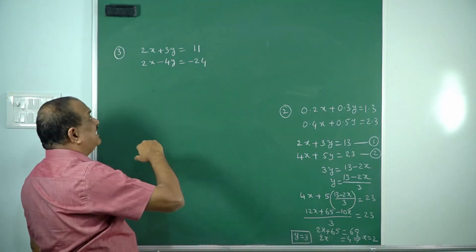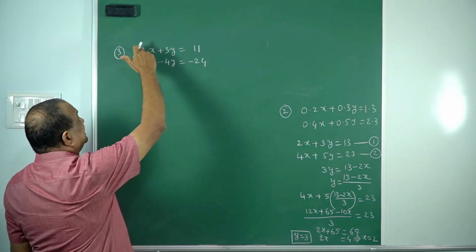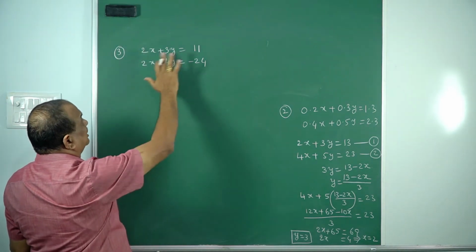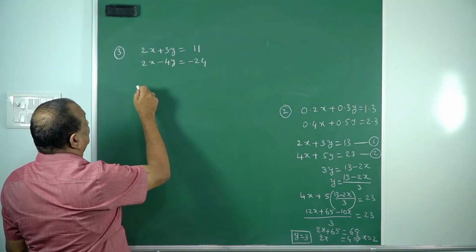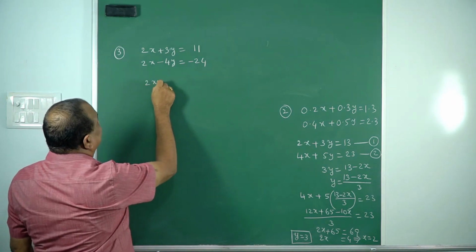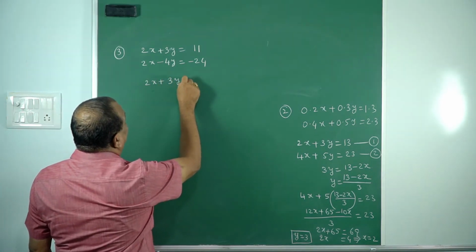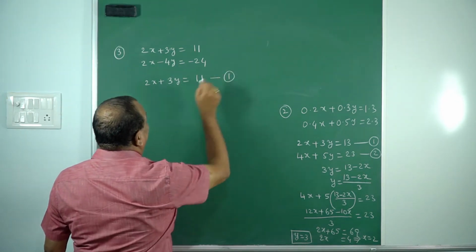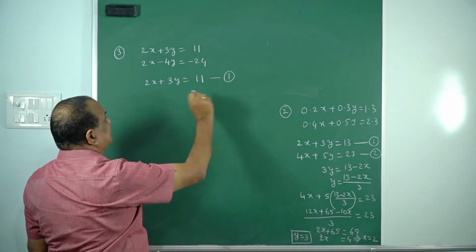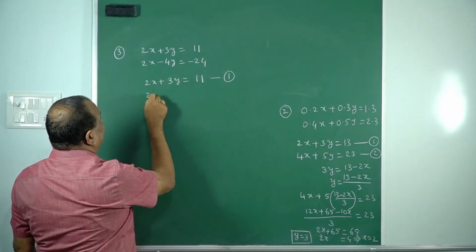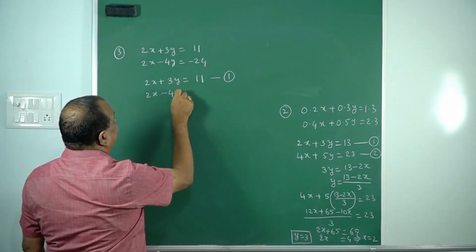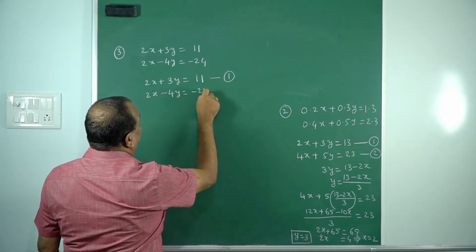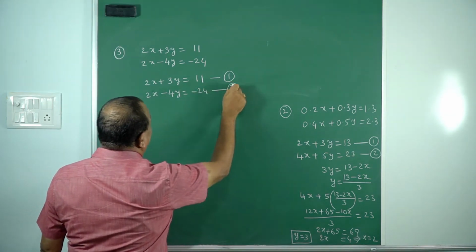But at this moment, it may be advantageous for me because I can subtract, since both are equal. I'll do that. That would be better. So I have 2x plus 3y is equal to 11. I copied my first one. The second one I am not changing for a reason. So I write 2x minus 4y is equal to minus 24. The second equation is written as it is.